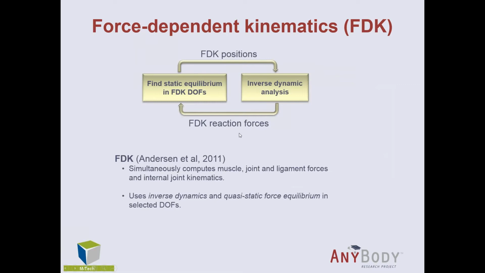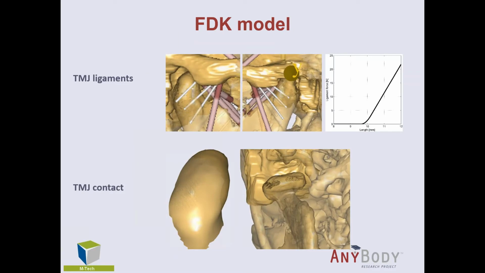The other model is an advanced method we developed some years ago now, and the idea is to extend inverse dynamics with the possibility of modeling non-conforming joints. So the method, in its basic idea, can simultaneously compute muscles, joint, ligament, and internal joint kinematics at the same time. And the way it does it is by combining inverse dynamics and quasi-static force equilibrium. So in the model, if we go here, we introduced two elements compared to the point and plane model. So we took out the constraints from the point and plane, and instead we introduced the ligaments.